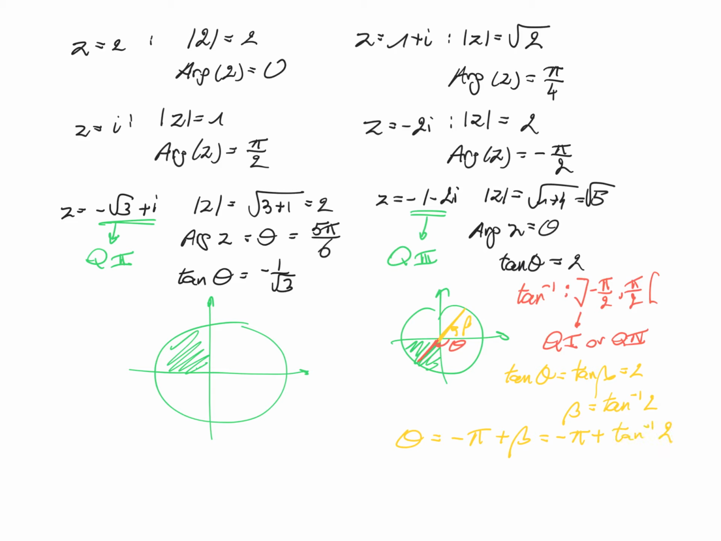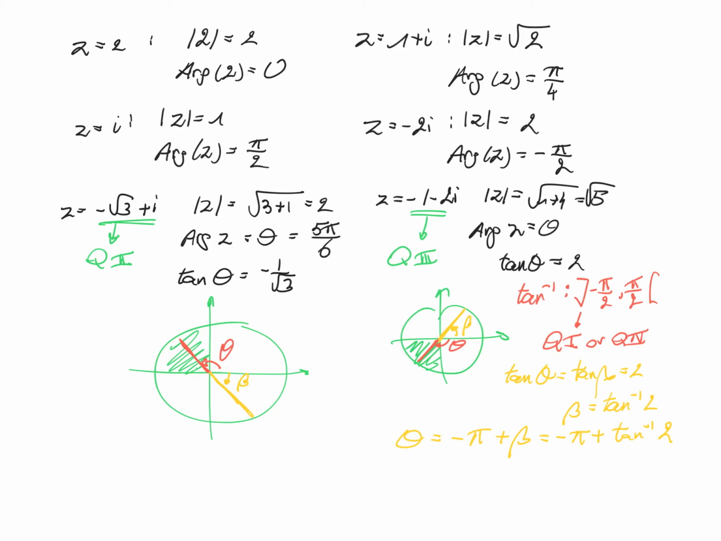We can do the same thing for the previous one. So the minus root of 3 plus i. We know here theta is this angle. But again, we cannot use the inverse of the tangent because the inverse of the tangent is only defined for angles between minus pi over 2 and pi over 2. So we apply the same reasoning. If we take this angle, so we do a point image across the origin, so this angle beta.